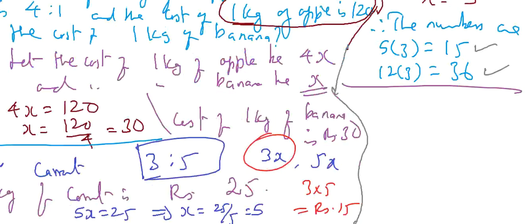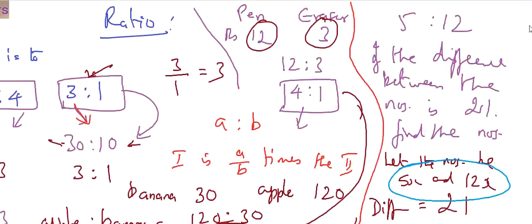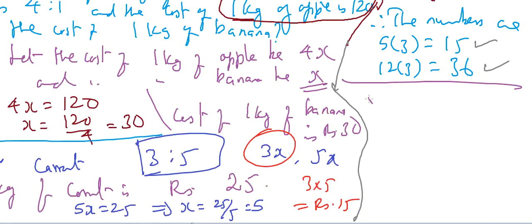Same question can be asked: suppose we add these two numbers, what do you get? 15 plus 36 is 51. So the question can be like this, with the same ratio. It says the two numbers are in the ratio 5:12, and the sum of the numbers is 51. What are the two numbers?